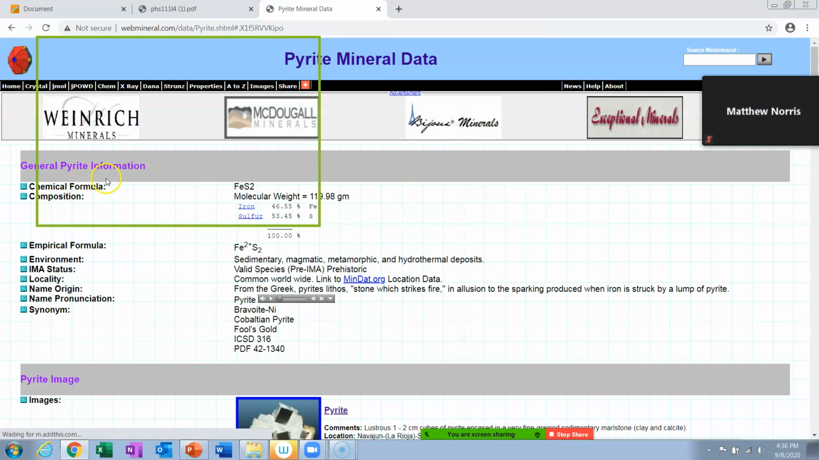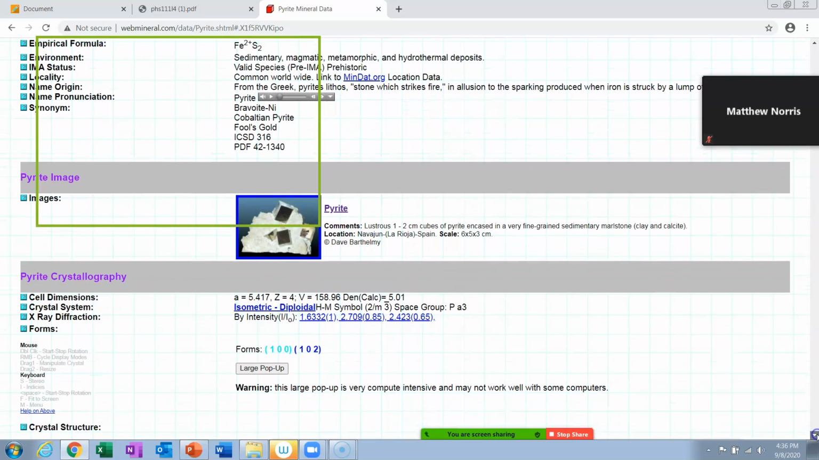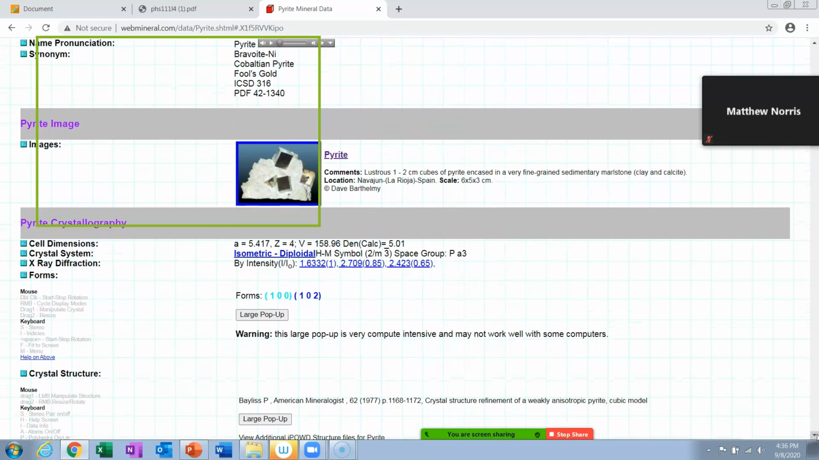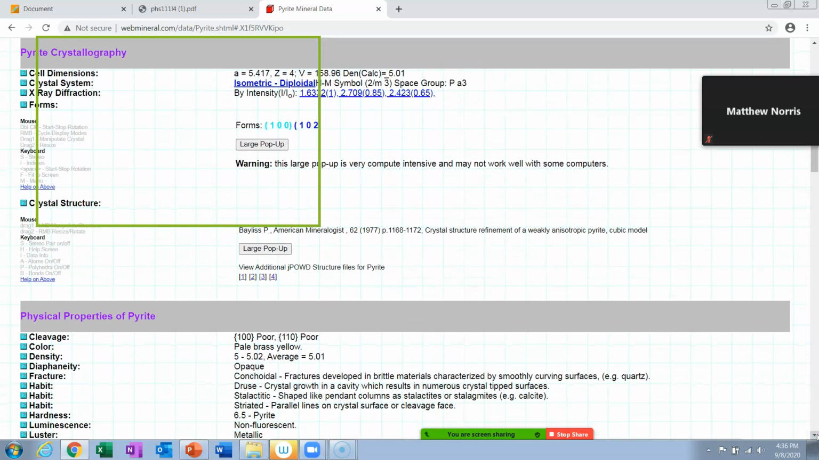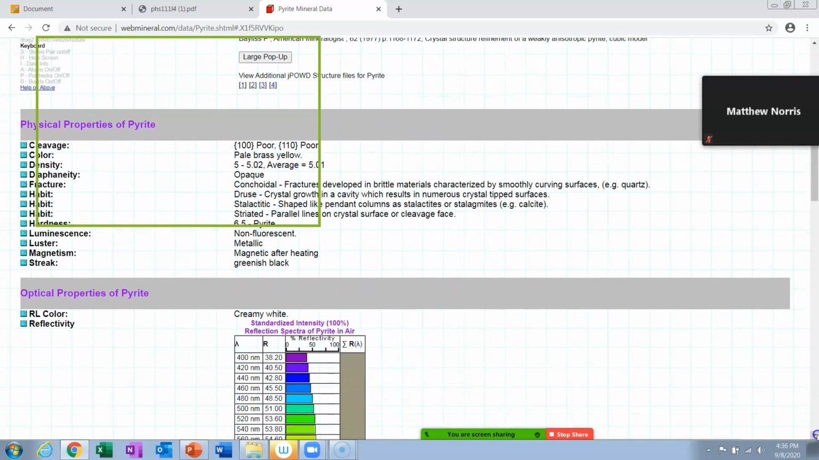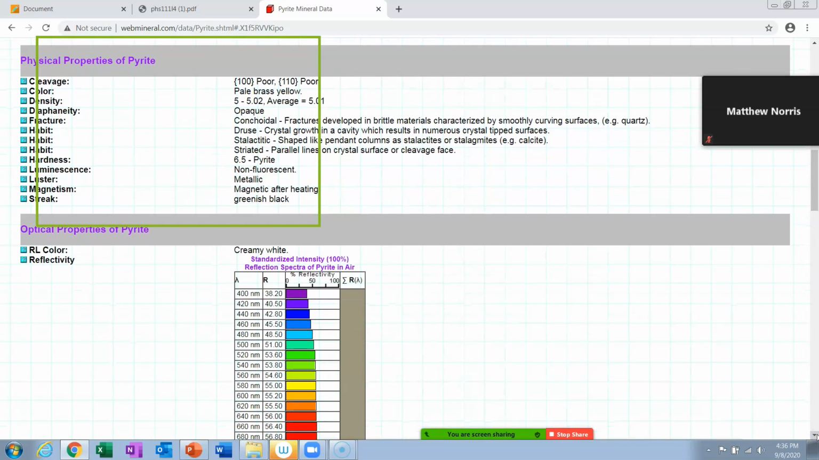Click pyrite, and then you'll see general pyrite information. We don't want that. You may be interested in it. There's an image of pyrite. Here's the crystallography of pyrite. We're not interested in that. Here's the physical properties of pyrite. And here they are again.